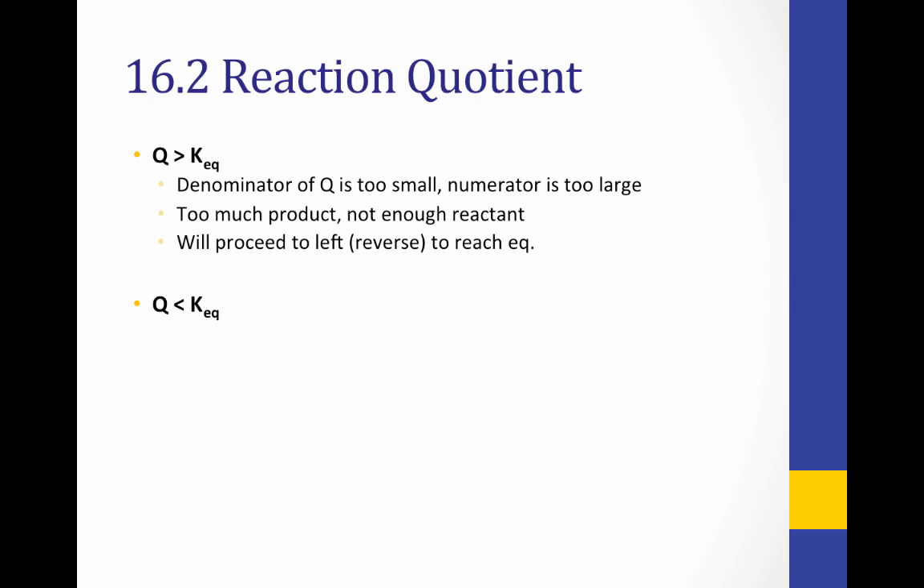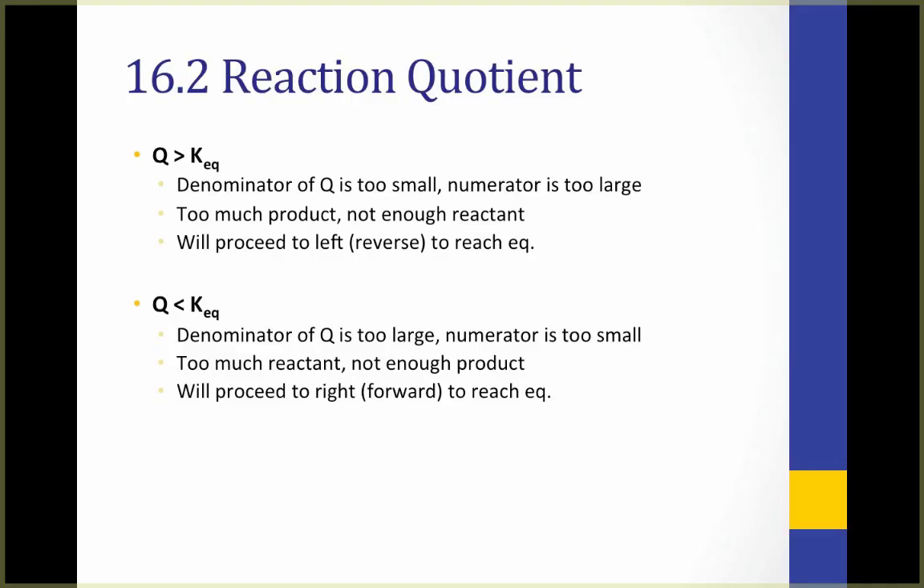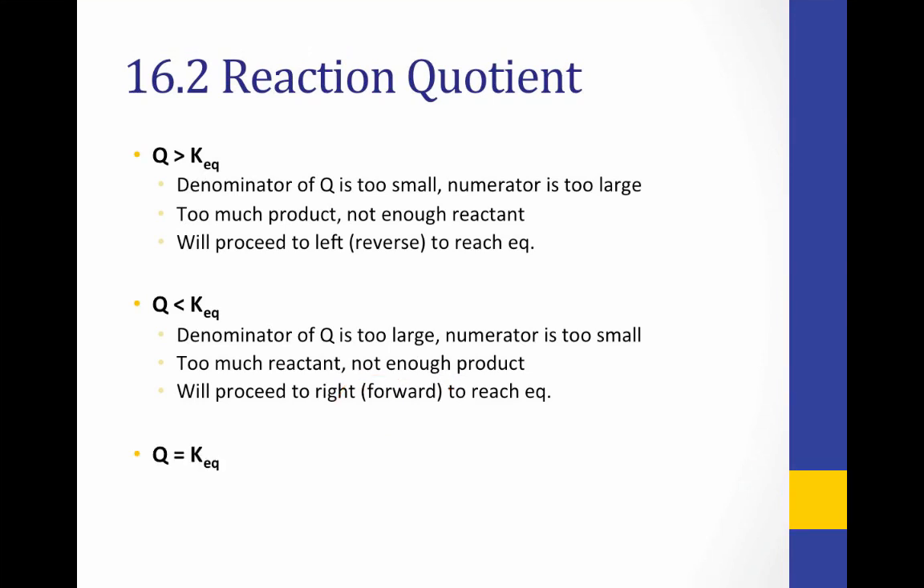On the other hand, if Q is less than K, the opposite is true. This would mean that the denominator of Q is too large and the numerator is too small, meaning there's too much reactant and not enough product. Therefore, when Q is less than K, the reaction will proceed in the forward direction in order to make more product and use up some reactant. Finally, if Q is equal to K, that means that the system is already at equilibrium and no shift will occur.